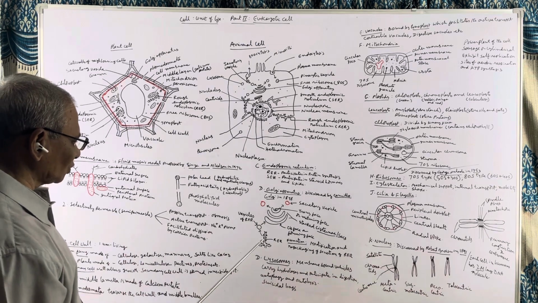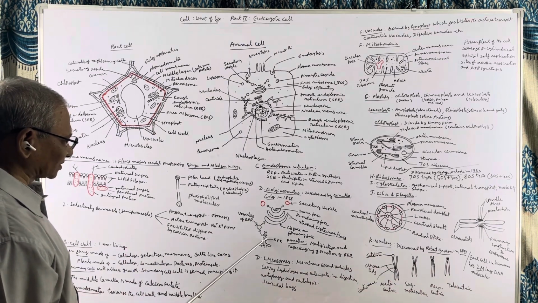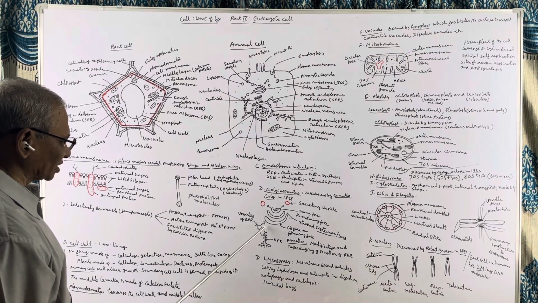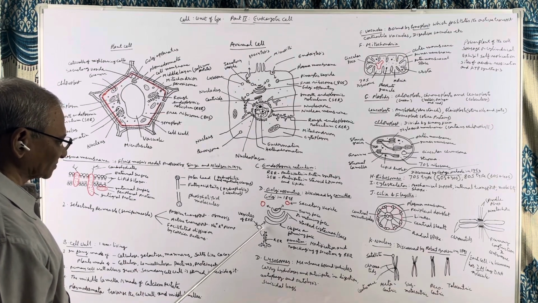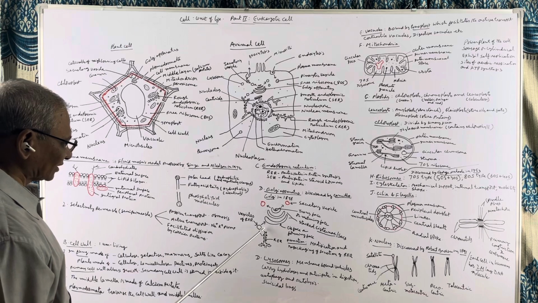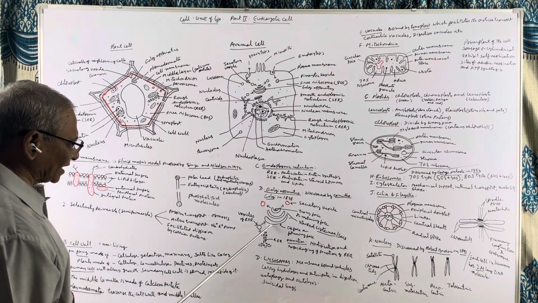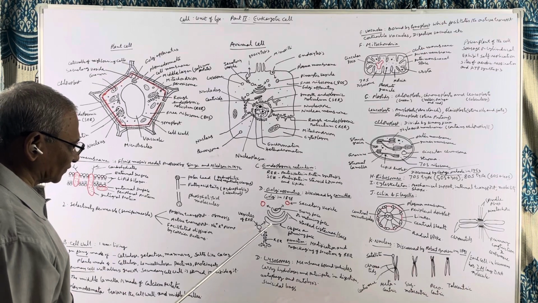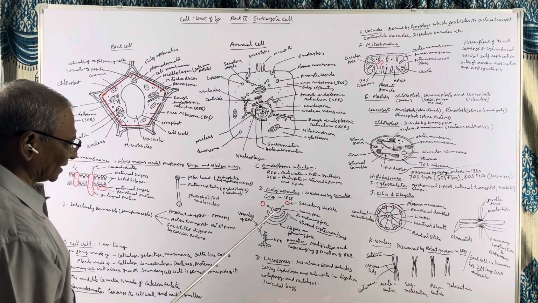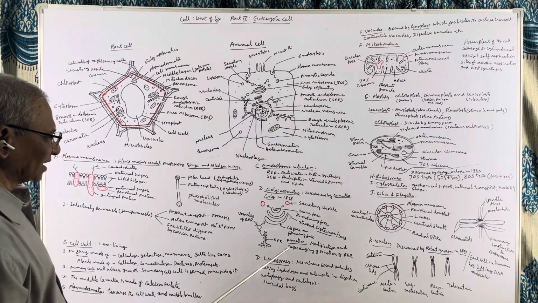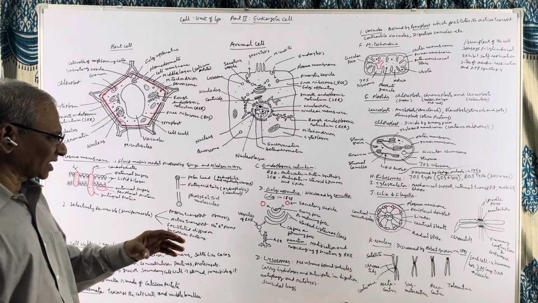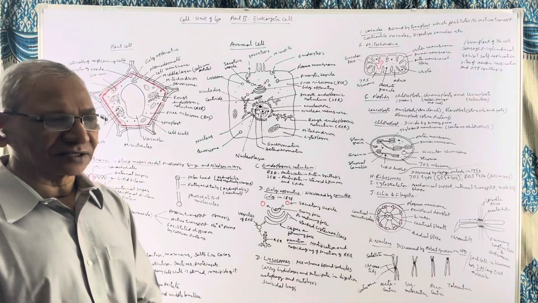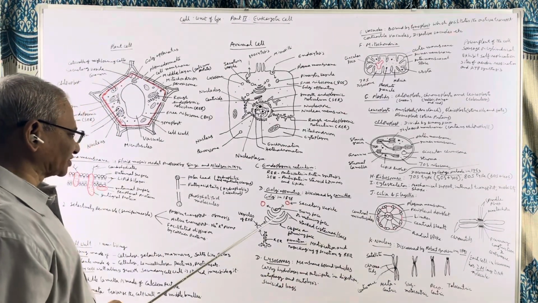Just as I have told you, the rough endoplasmic reticulum releases substances produced in it through vesicles. These vesicles travel and fuse with the cis face of the Golgi apparatus. They fuse here with the surface. Then the Golgi apparatus produces a number of tubules, and these tubules are interlinked. It forms a maze-like structure.